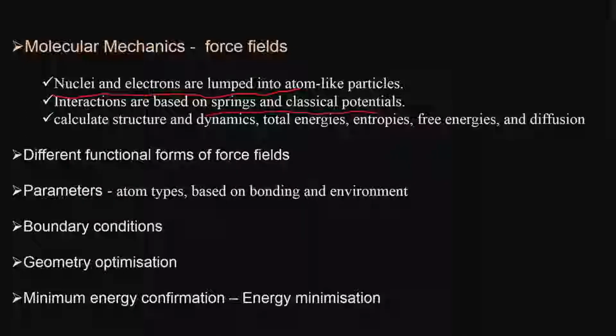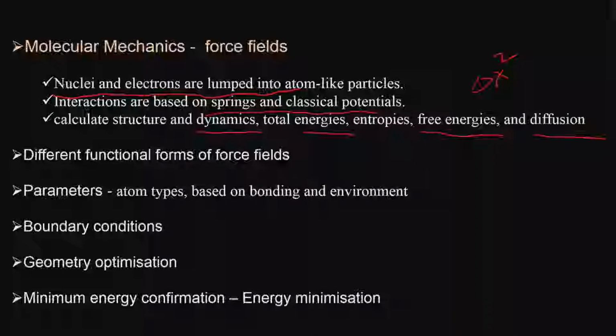So, if the bond length is extended by delta x, then the bond energy associated will be proportional to delta x square. We can use it for calculating the structure, we can look at diffusion properties, dynamics, total energy, free energies, diffusion coefficient and so on. But we cannot calculate those which are related to the electronic property.